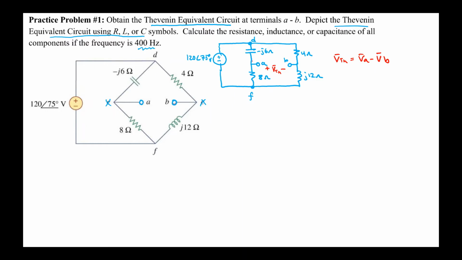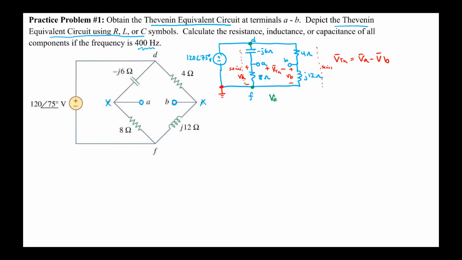Notice that the minus J6 and the 8 ohms are in series. Notice also that the 4 ohms and the J12 ohms are also in series. If I take the ground node to be the minus terminal of this voltage source, then VA is like so across the 8 ohms, and VB is like so across the J12 ohms. Lastly, observe that the voltage source is between the two nodes D and F, which is across both series sets. Therefore, I'm set up for a voltage divider in both cases.